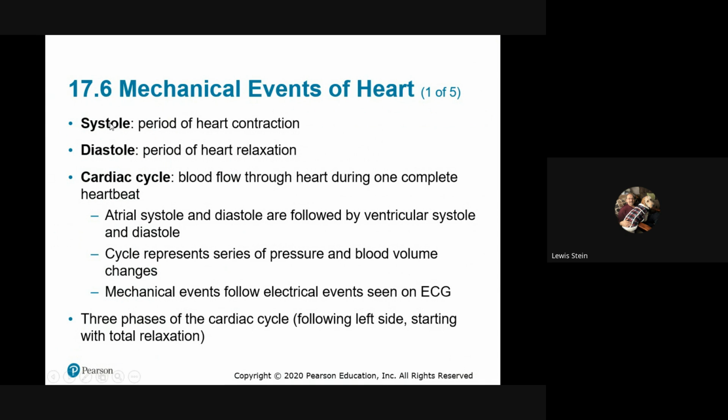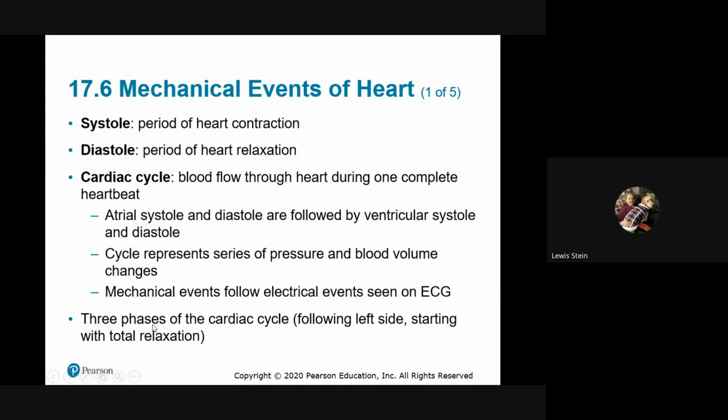So systole, contraction, diastole, relax, not just the heart, effectively any muscle, blood vessels particularly. So heart and blood vessels, we use the term systole and diastole a lot. So the whole idea of the cycle is blood flowing through the heart during one complete heartbeat. So whether it's going to the pulmonary circuit or systemic circuit, same thing. Atrial systole and diastole are followed by ventricular. So it's a two-step pump. We talked about that. Pressure and blood volume change. Mechanical events come after the electrical events, and are seen on the cardiogram.